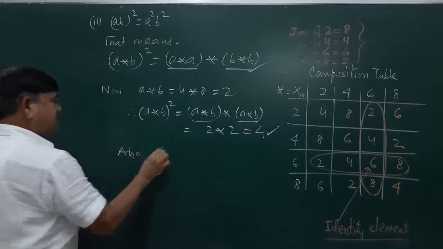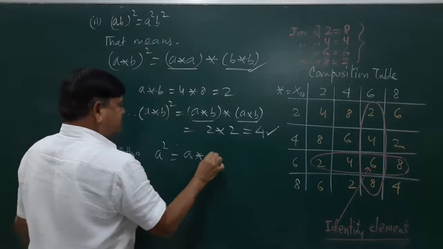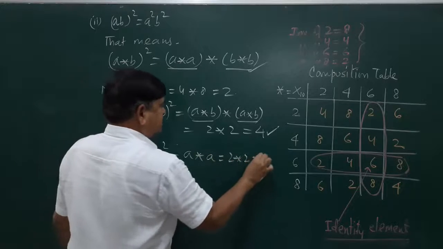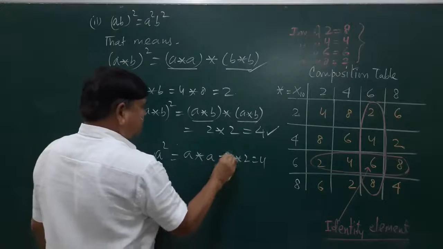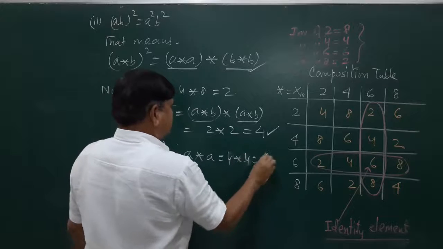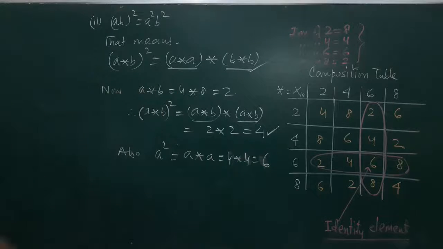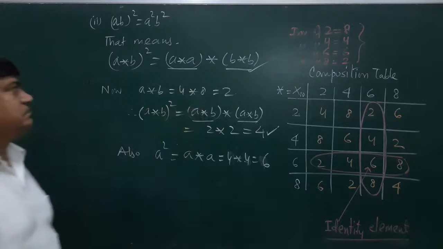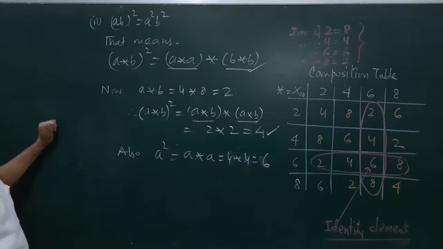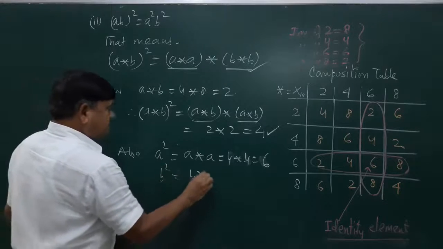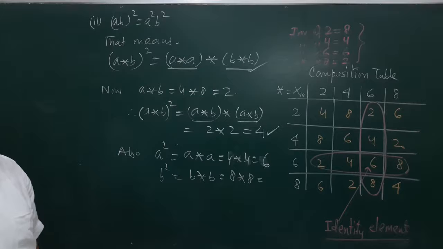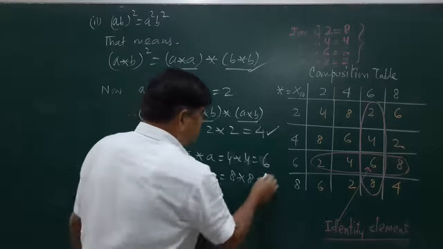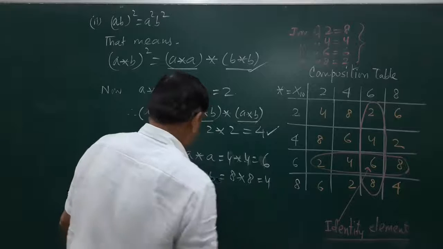Also, A square means A star A. We supposed A to be 4, sorry. So it is 6. A was 4. B square is B star B, 8 into 8 is 64, 64 divided by 10, so the answer is this.